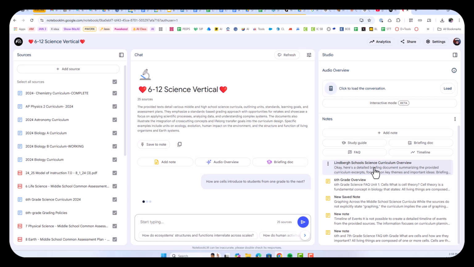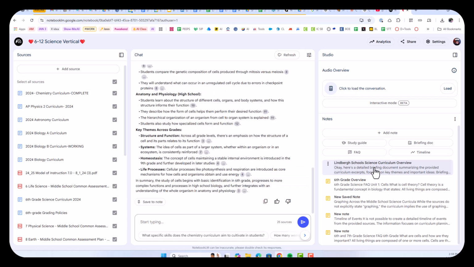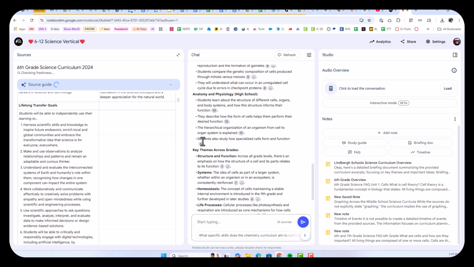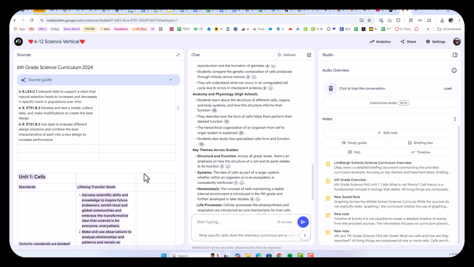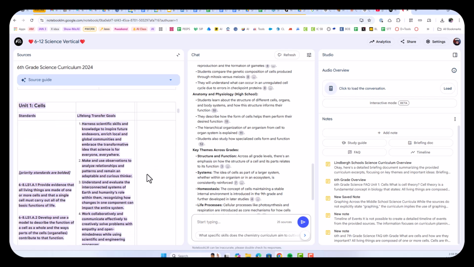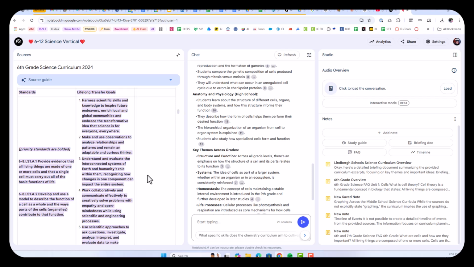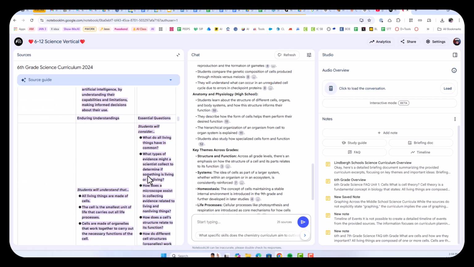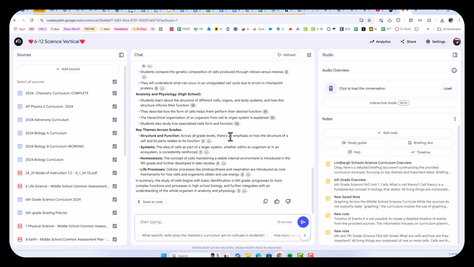Within a few moments, you're going to get this great detailed explanation of how this happens. If you look here, it says 3. I can hover or click, and it's going to pull up the source material where that came from. So you can look back and go, oh, this is how 6th grade introduces it. Here is the exact standard. Here are the goals that they're looking for. Here are the essential questions. So it's going to give you a really comprehensive look deep into the curriculum in a moment's notice.